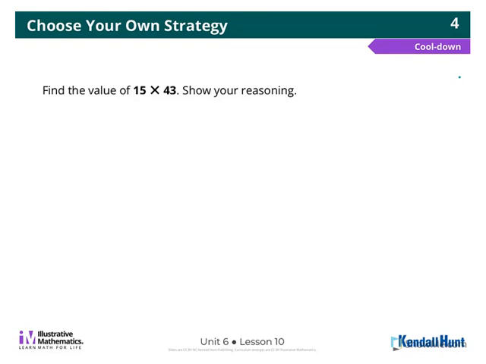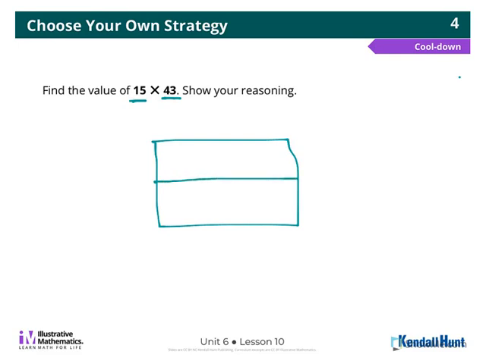Find the value of 15 times 43. Show your reasoning. Okay, for 15 times 43, today I am going to use a diagram. This is a 2-digit by 2-digit, so I will need 2 rows and 2 columns. So let's see. So we have 15 times 43.